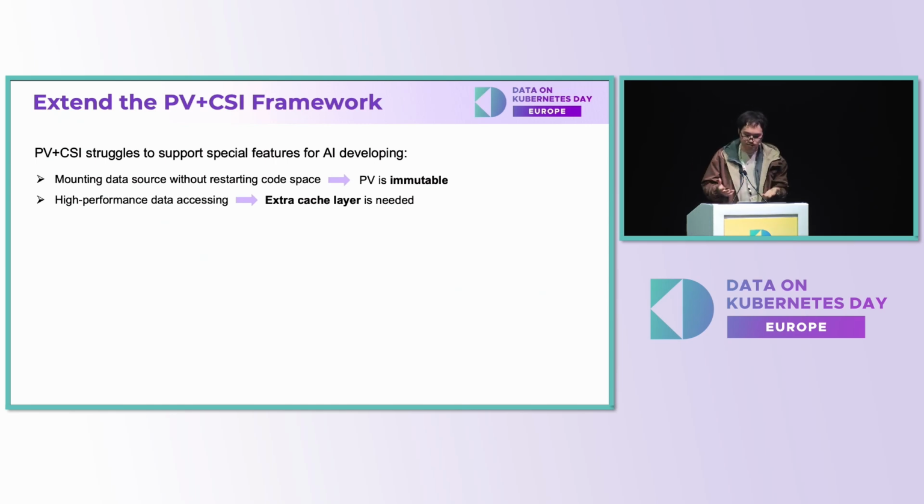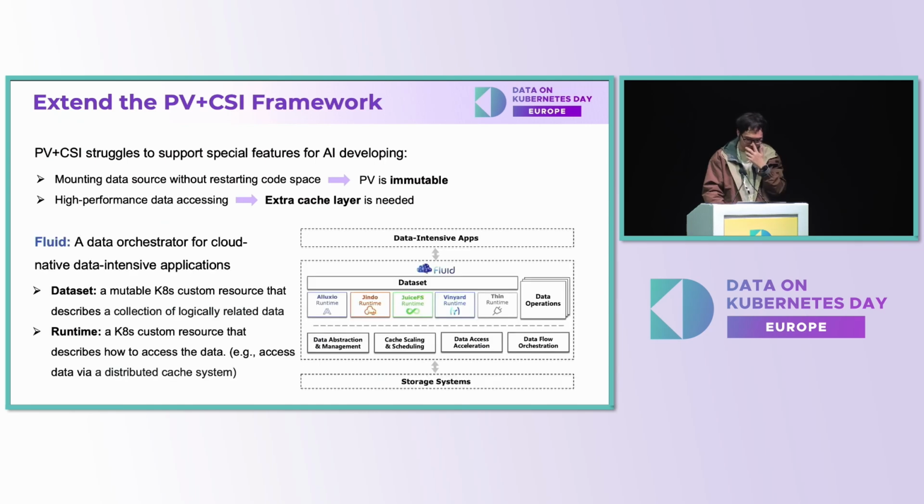Also, we found the data accessing performance is important because machine learning processes a large amount of data to find the underlying pattern. So we need a cache layer here to improve the data accessing speed. So that's why we want to introduce Fluid, the project here. Fluid is a data orchestrator for cloud-native data-intensive applications.